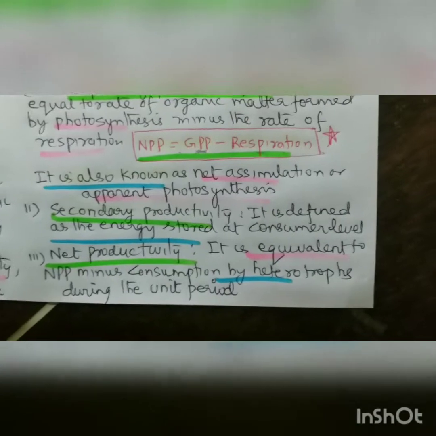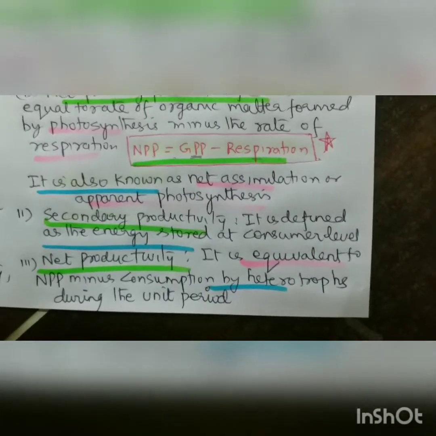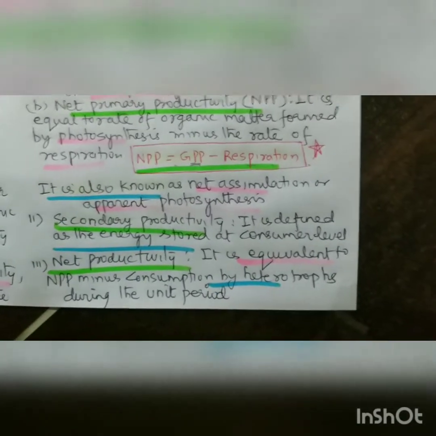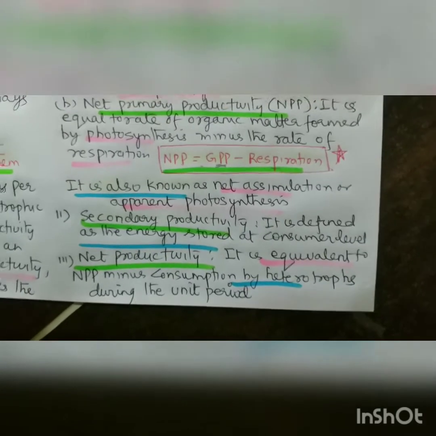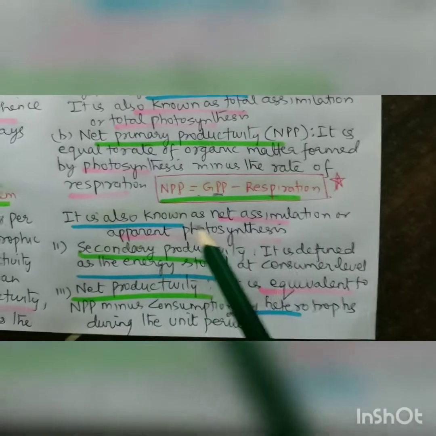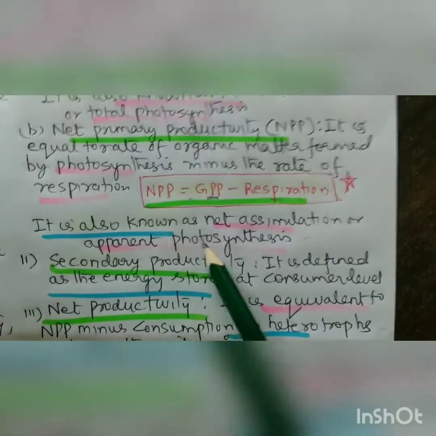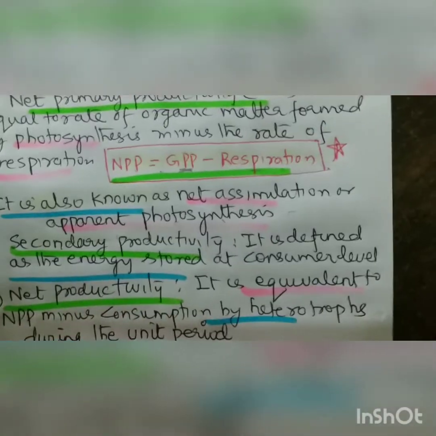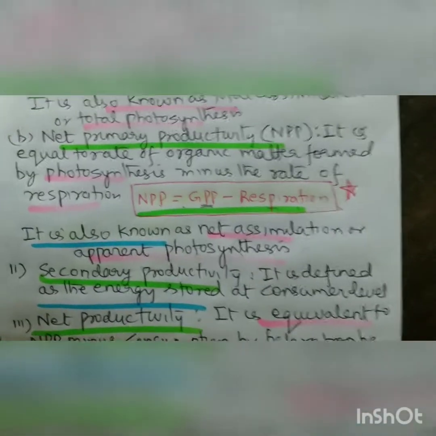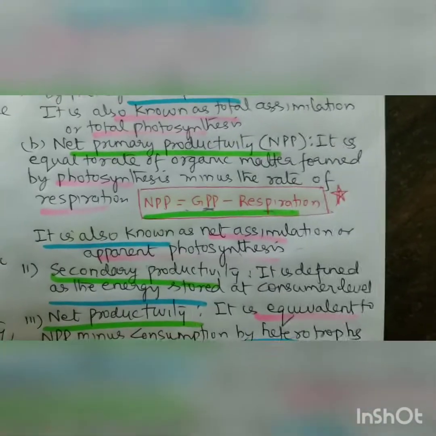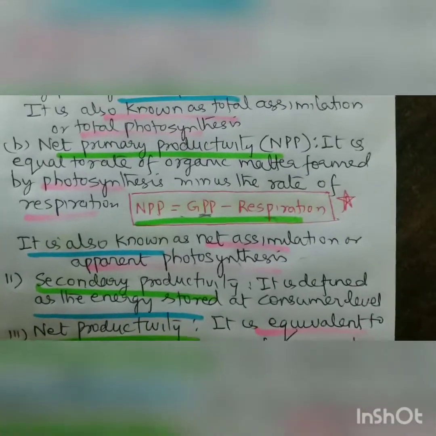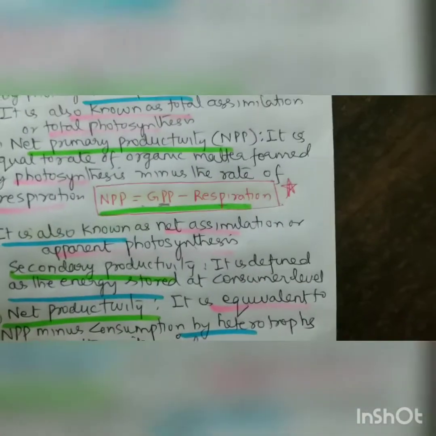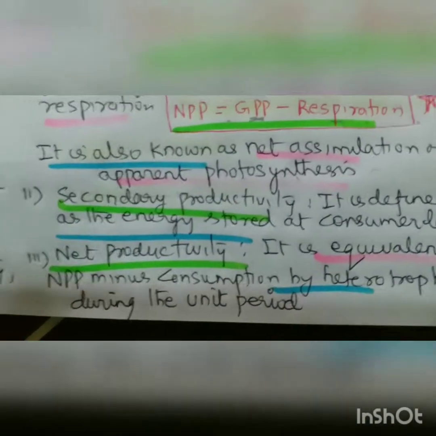Tomorrow, when I do the energy flow in the system, I will use these GPP and NPP. So you should revise today so that you will not feel any problem in tomorrow's class. It is also known as net assimilation or apparent photosynthesis. Now you will know what apparent photosynthesis is. It is basically NPP, and apparent photosynthesis is GPP minus respiration, that is, gross photosynthesis minus respiration, right? Or total photosynthesis minus respiration.